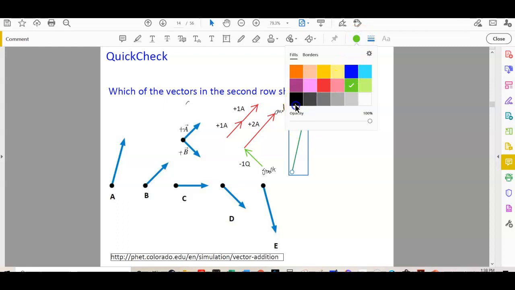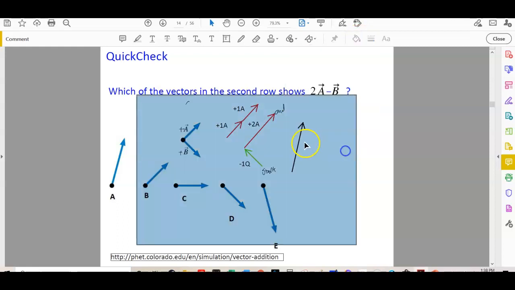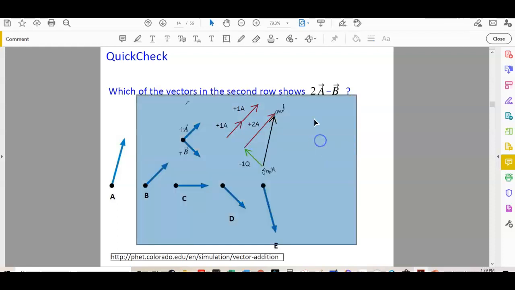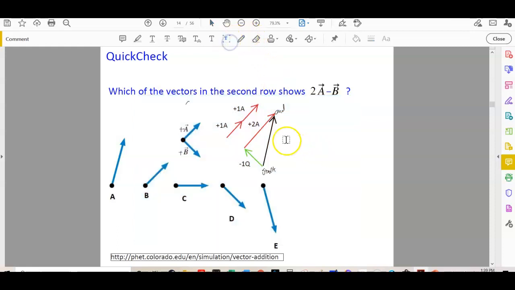Okay, so now the resultant vector, which I'm going to make black, is going to go from start to finish. And this is going to be positive 2A minus B. So this is our resultant vector. And that looks a lot like A to me. So this is the same thing.